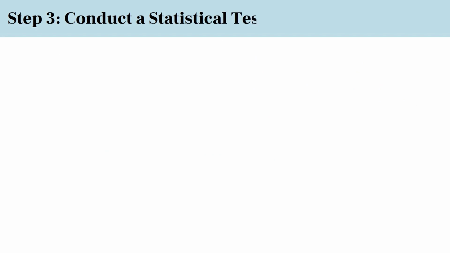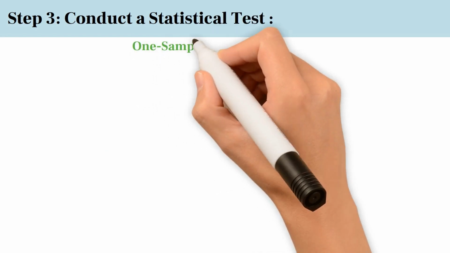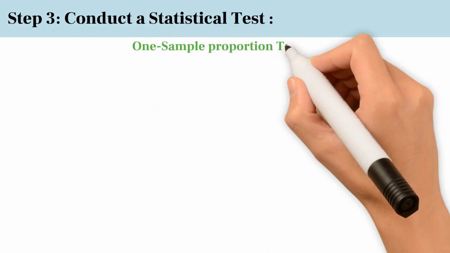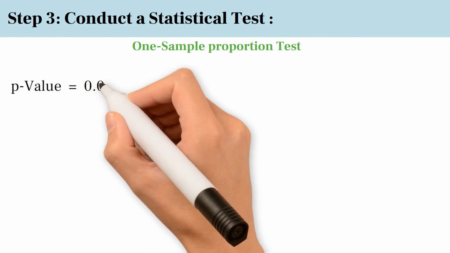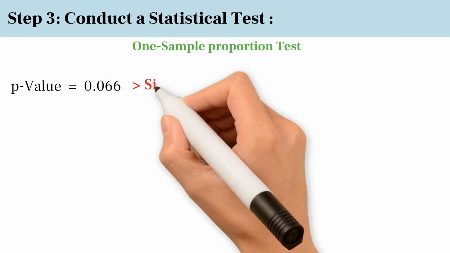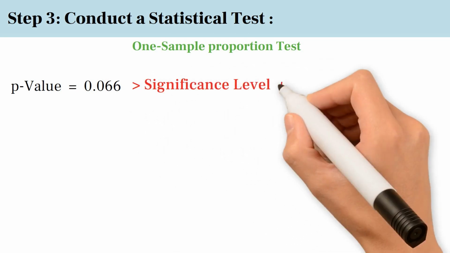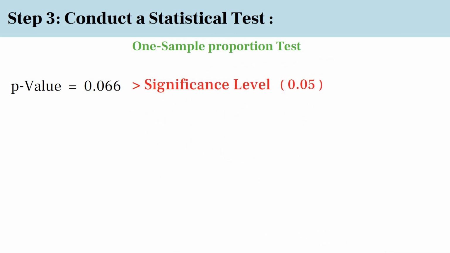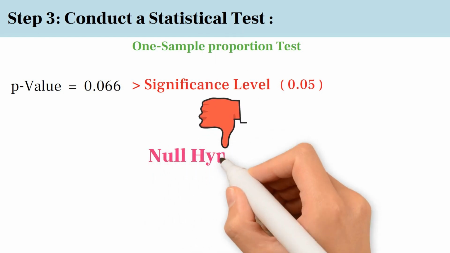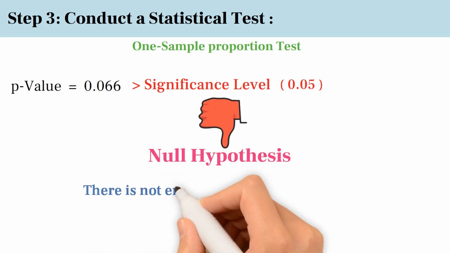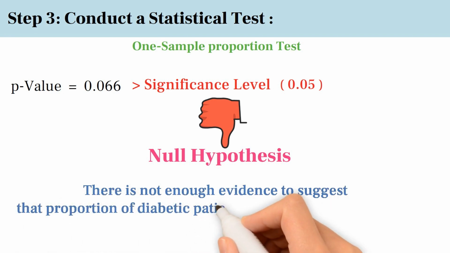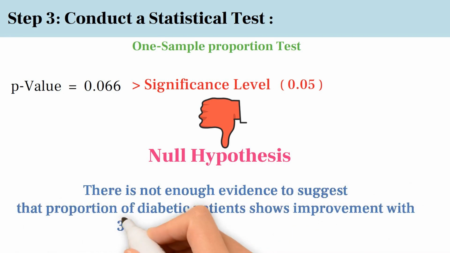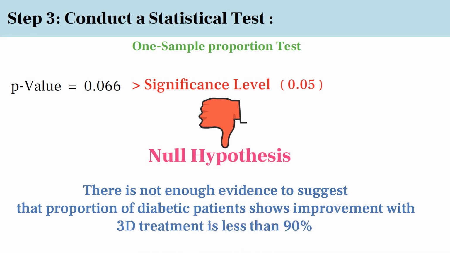Step 3. Conduct a statistical test. So the doctor uses a one sample proportion test to determine the p-value. The p-value is 0.066, which is greater than the significance level of 0.05. This means that we fail to reject the null hypothesis, and there is not enough evidence to suggest that the proportion of diabetic patients who show improvement with the 3D treatment is less than 90%.